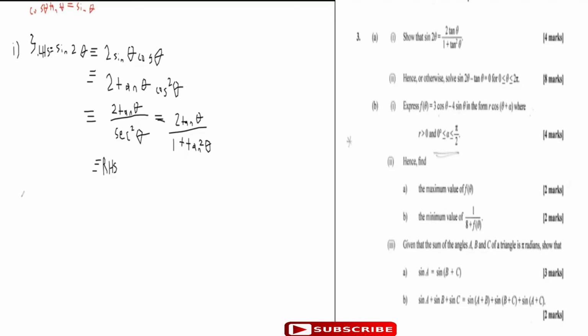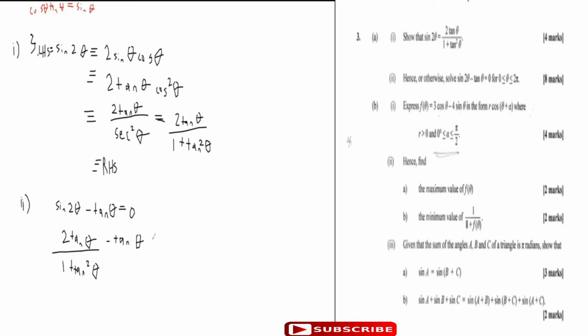Part 2 now says, hence or otherwise, solve sine 2 theta minus tan theta equals 0. Now, if we're solving sine 2 theta minus tan theta equal to 0, then we really don't have any issues. That's because sine 2 theta is this identity right here. And so you can rewrite this now as 2 tan theta over 1 plus tan square theta minus tan theta is equal to 0.